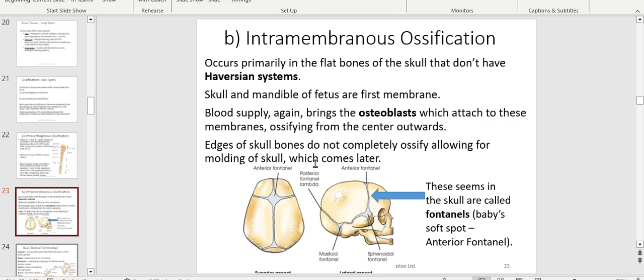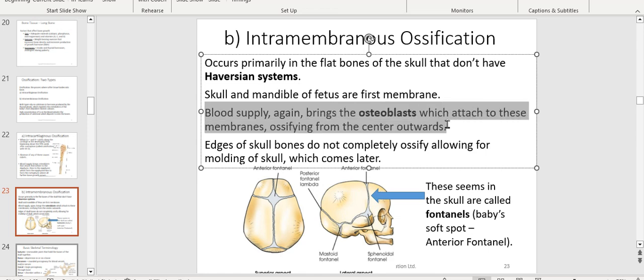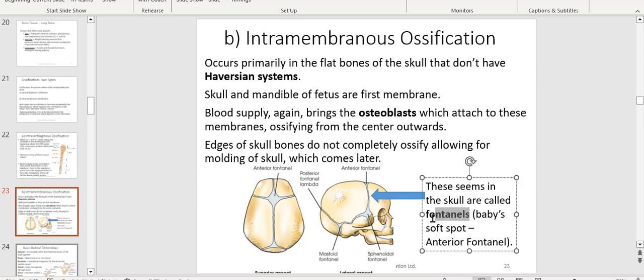The skull and mandible in the fetus are the first membranes there. Blood supply again brings these osteoblasts, which attach to the membrane, ossifying from the center outwards. The edges of skull bones do not completely ossify, allowing for molding of the skull, which comes later. Great word there, fontanelle, the baby's soft spot.